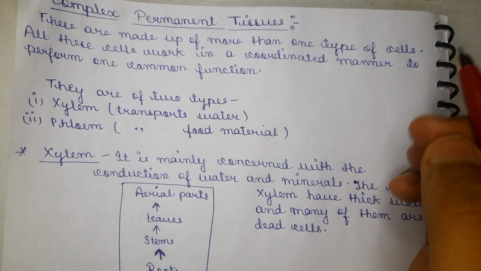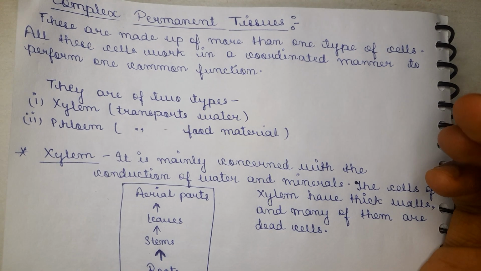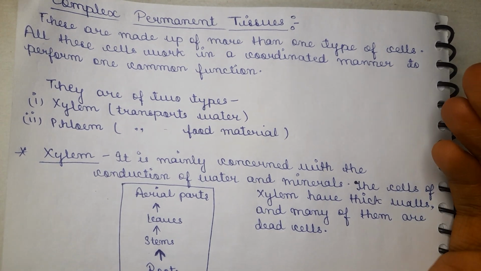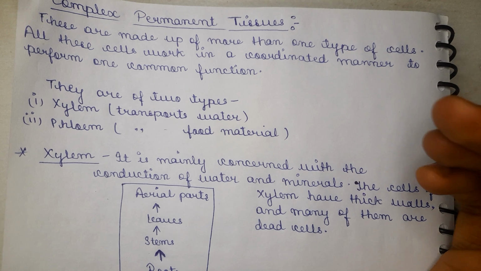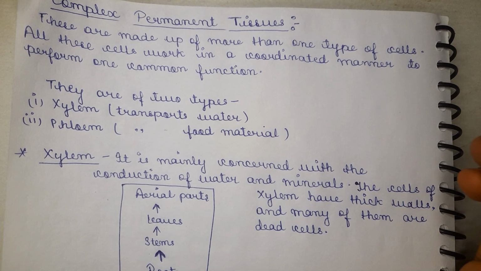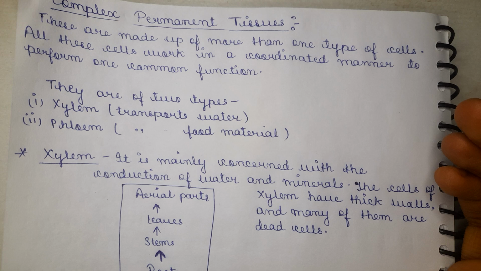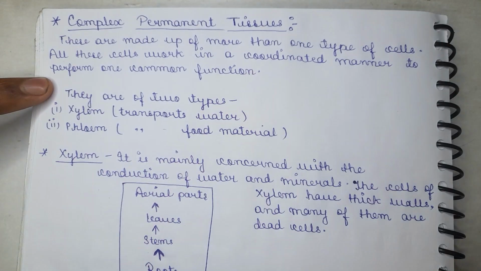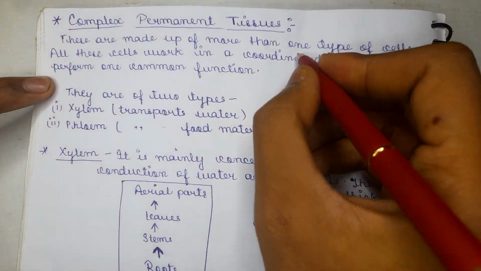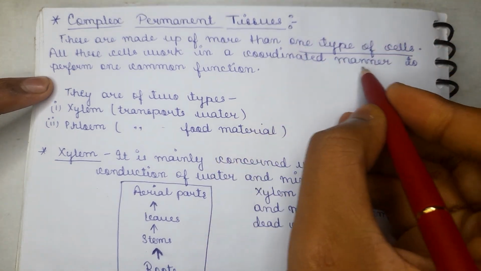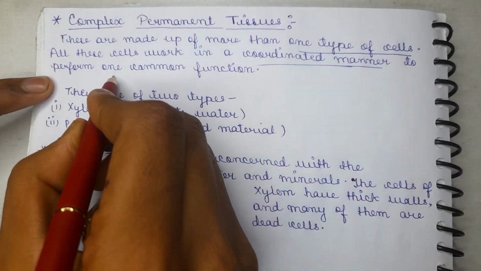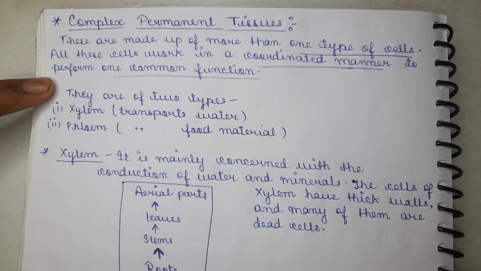If we imagine a company, in a company there is a group of labor, or we can say a staff. They are mainly composed of skilled persons, but they are doing the same work. That means if one person knows about computers and another person knows about counting skills, they both are doing the same work of counting only. This was just an example of the complex permanent tissue. They are made up of more than one type of cell, but they work in a coordinated manner to perform only one common function.